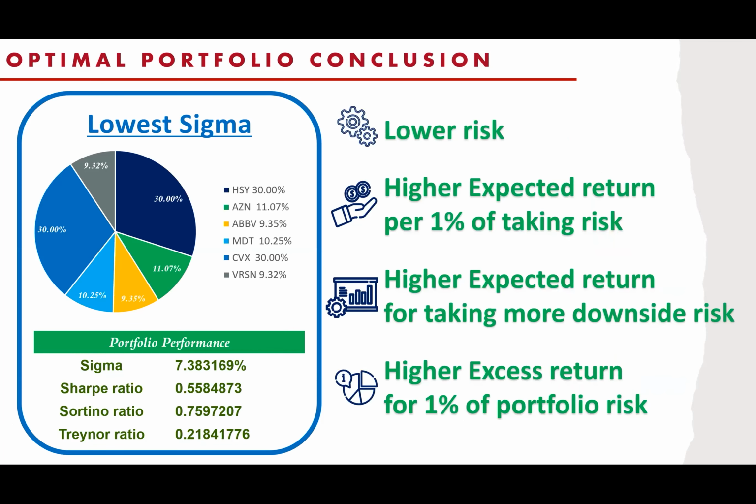Finally, we can conclude that we have lower risk for our optimal portfolio. We can expect higher return for 1% of risk. We also can expect higher return for taking 1% of downside risk. Last but not least, we have the excess return over the benchmark for 1% of the portfolio risk. So we can conclude that our portfolio is going to be the optimal portfolio for the client.